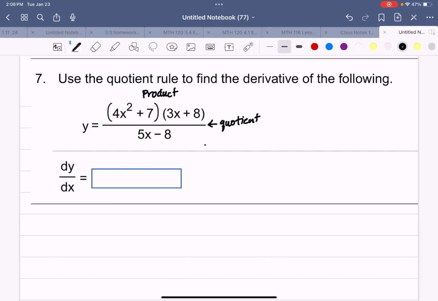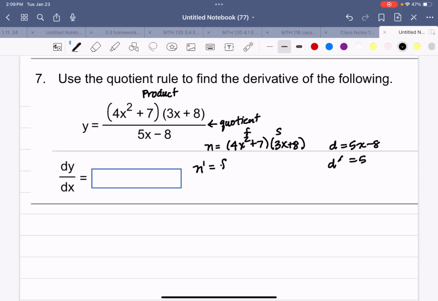So this numerator has two parts, 4x squared plus 7 times 3x plus 8. So that's a first and a second, because we're going to have to use the product rule when we do n prime. And then the denominator is 5x minus 8. So our d prime is simple. It's just a 5. So let's do our n prime.